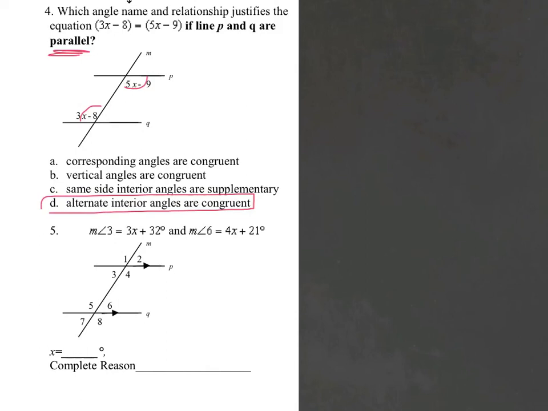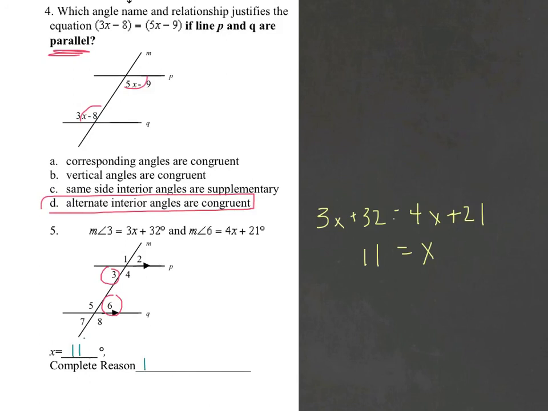So let's look at 5. 5, you have to set something up. So 3 and 6 are what's given to us. These, again, are alternate interior, and so you should know what to do. And so we set up 3x plus 32 is equal to 4x plus 21. And so then I am going to subtract my 3x, so I'm going to get x. I'm going to subtract 21, I'm going to get 11. So x is equal to 11 degrees.